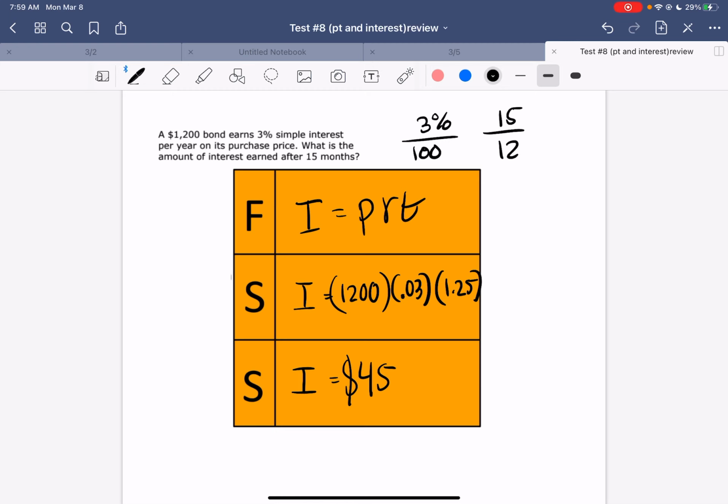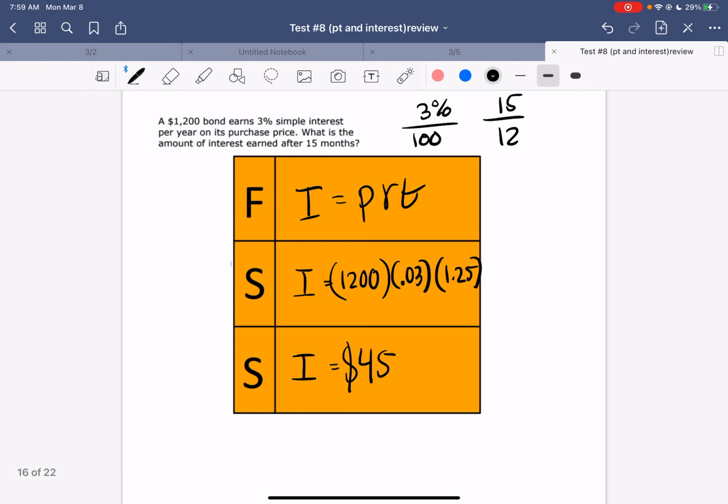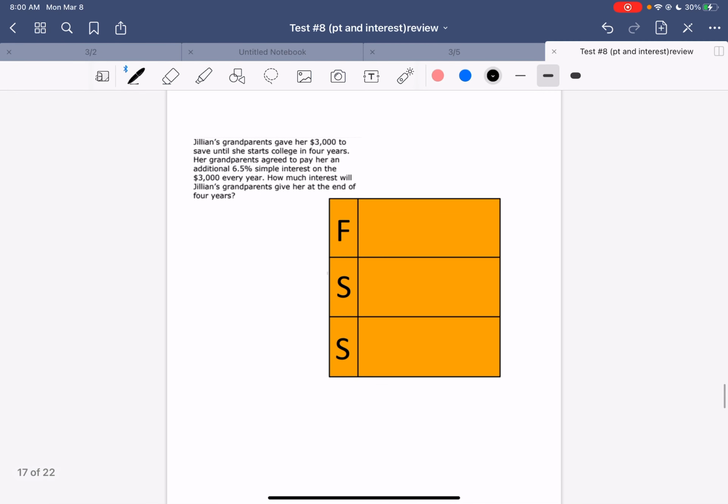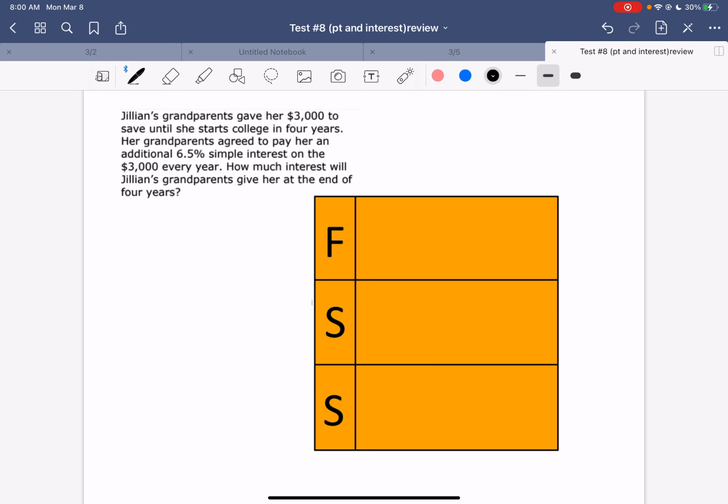Just to take into account, if they asked how much the total bond is worth, in order to find the total amount, you have to take your interest earned and add that back to your principal. So that's the 45 plus the 1,200 original, and that will give you the total amount of the bond after those 15 months, because $45 is just the interest. So go ahead and pause the video and look at this one.